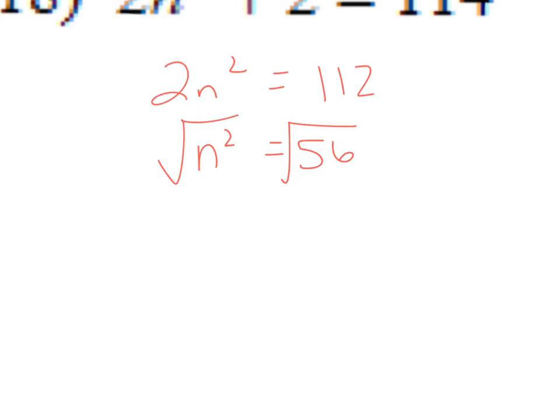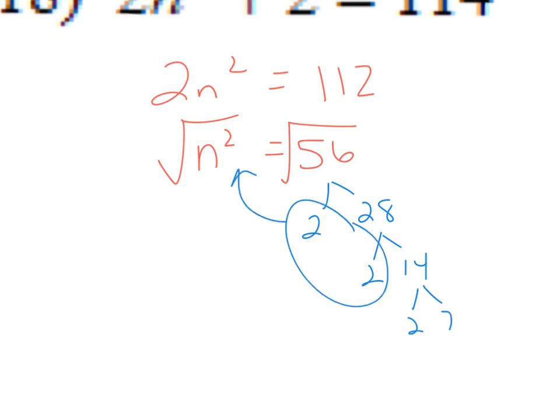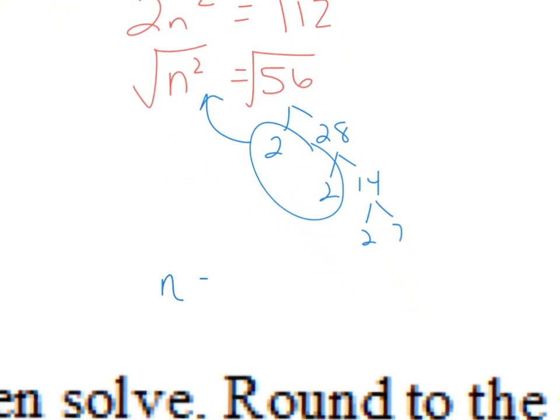Okay, I can break down 56, so it will go to 2 and 28, 2 and 14, 2 and 7. So the 2's pair up and move out. So I've got n equals plus or minus 2 on the outside, and then the 2 times 7, or 14, on the inside.